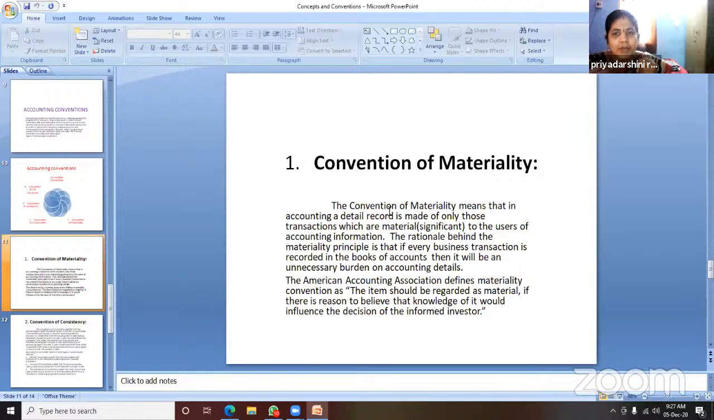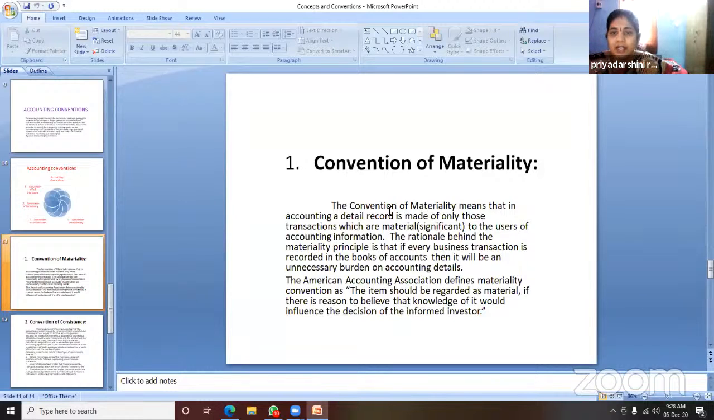The significant information should be provided to the users, not irrelevant matters, not unimportant matters. The rationale behind the materiality principle is that if every business transaction is recorded in the books of accounts, then it will be an unnecessary burden on accounting details. It states that we should eliminate the unnecessary data which is not required by the organization. Only the important transactions, whatever information is required, that only we are going to consider.